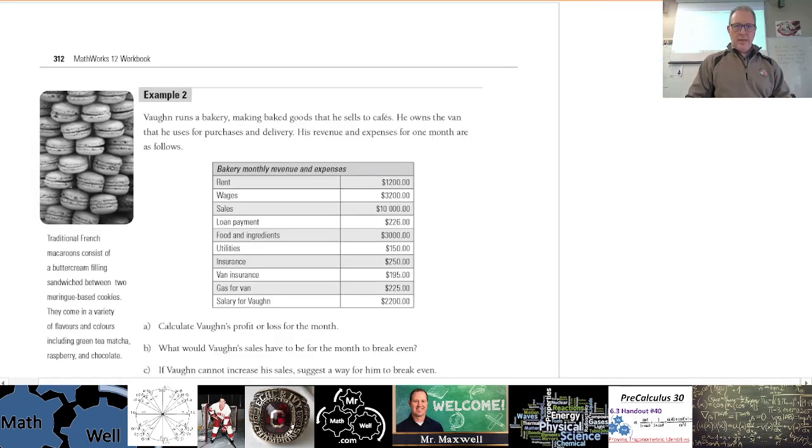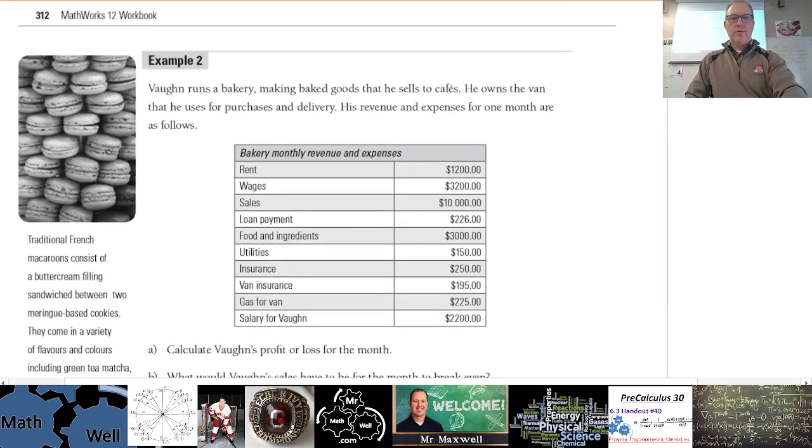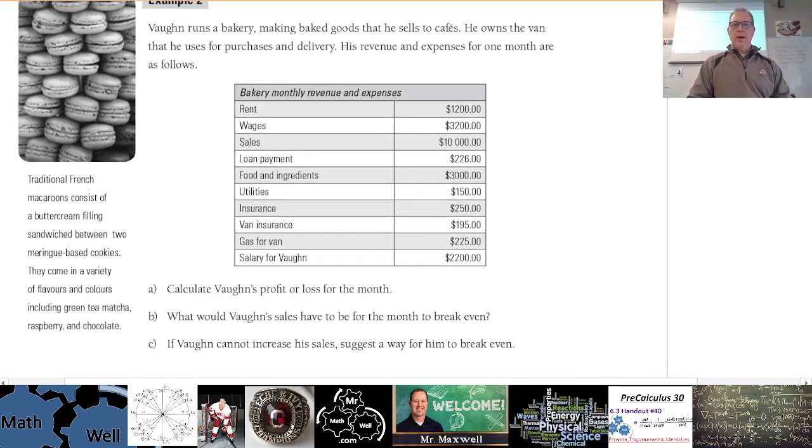Let's take a look at the first example you'll have in your notes there too. If you don't, just walk it through with me. Vaughn runs a bakery making baked goods that he sells to cafes. He owns the van that he uses for purchases and delivery. His revenue and expenses for one month are as follows. So calculate Vaughn's profit or loss for the month. What we'd first have to do is identify what's revenue and what's expenses. So rent, is that revenue? Yeah, that's an E, that's an expense.